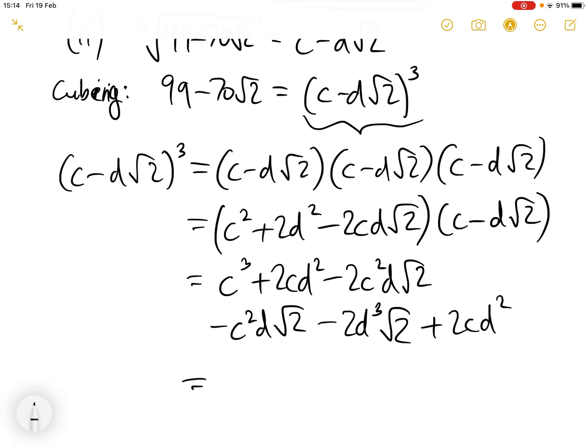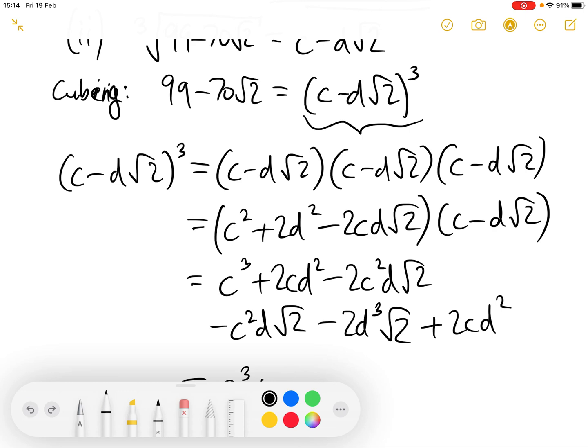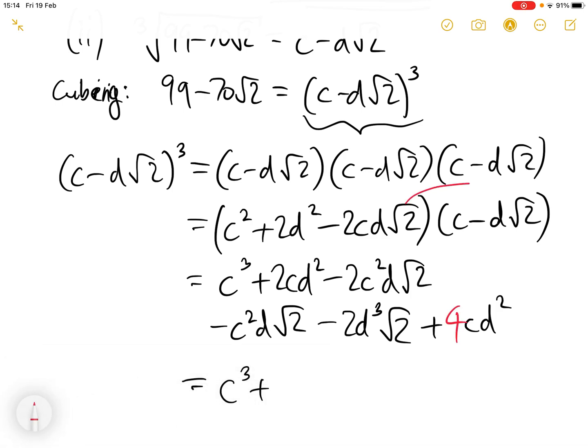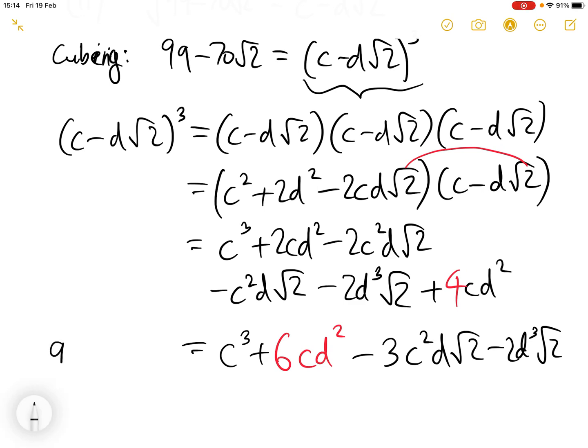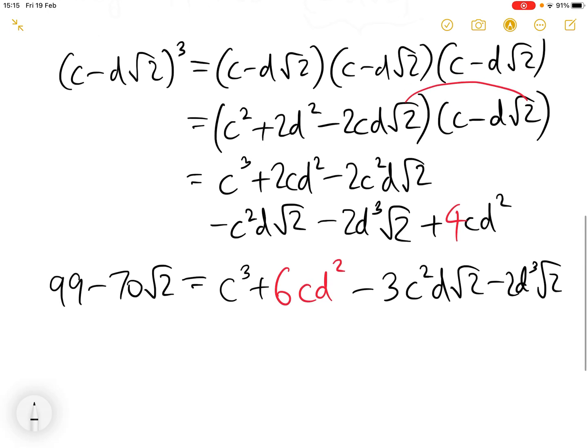And if we collect together like terms, we've got c squared plus 4cd squared. And then, oh, sorry, that's not quite right, is it? Because this shouldn't be a 2 here. I'll do it a different color. In red, this should be a 4, because root 2 times root 2 is 2. So we get c cubed plus 6cd squared. And then we've got minus 3c squared d root 2 minus 2d cubed root 2. And we need this to be the same as 99 minus 70 root 2.